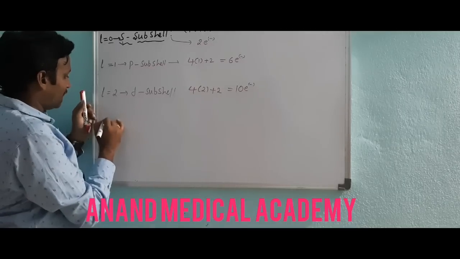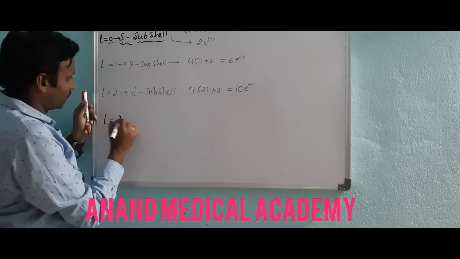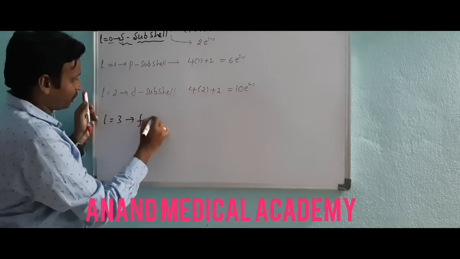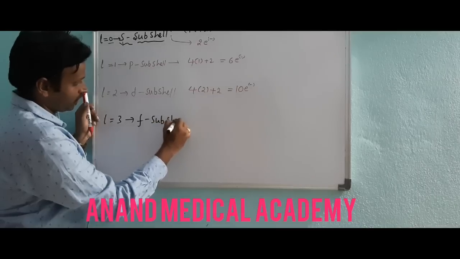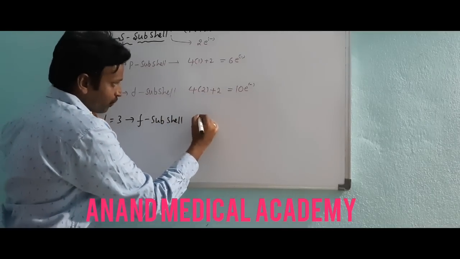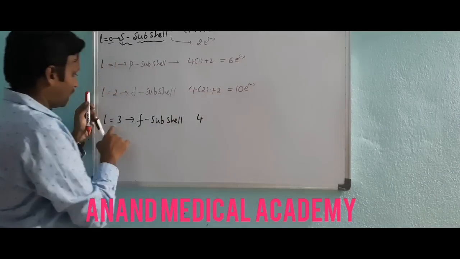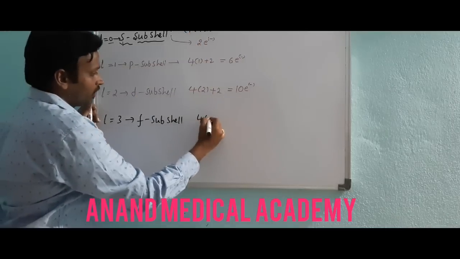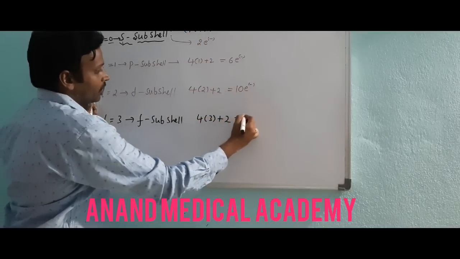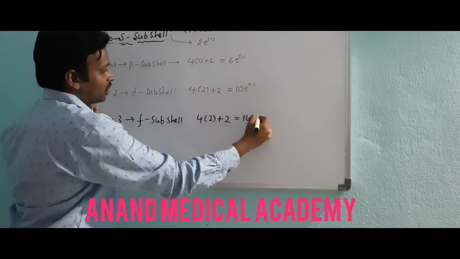Next, L is equal to 3. That means F subshell. So 4 into the L value 3, 4 into 3 plus 2. That means 14 electrons are present.